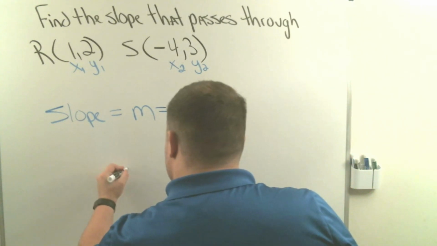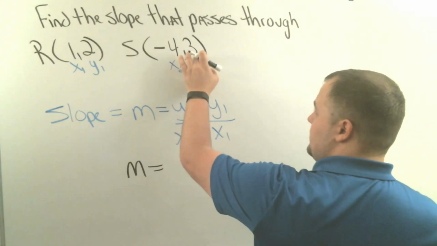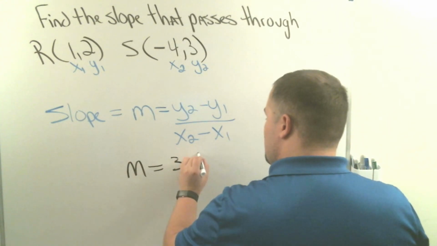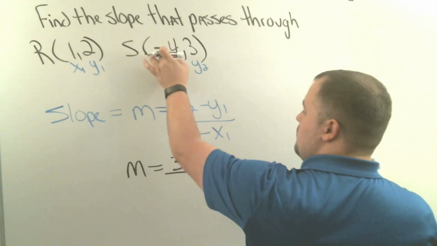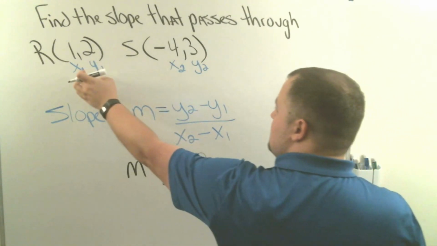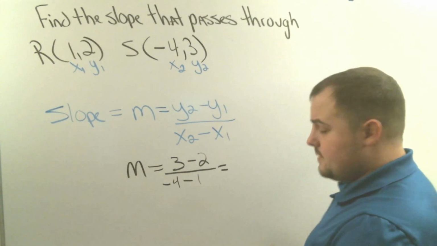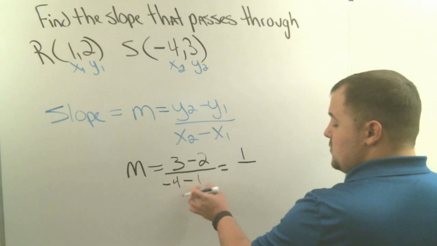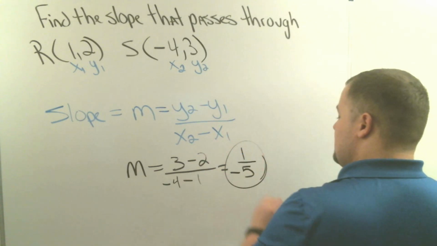We're going to say that our slope, or our variable m, is going to equal our y2, which is 3, minus the y1, which is 2, over, or divided by, the x2, which is negative 4, minus the x1, which is 1. So this is what we got to figure out what our slope is. 3 minus 2, that's 1. Negative 4 minus 1 more is negative 5. So this right here is our slope.